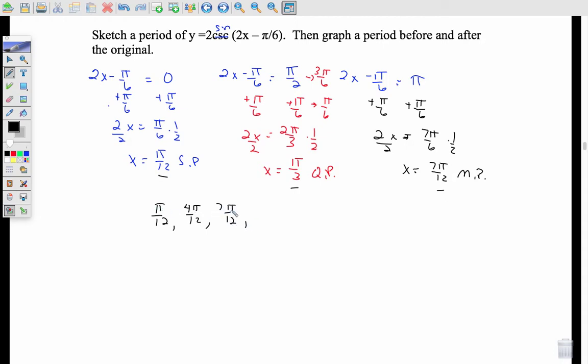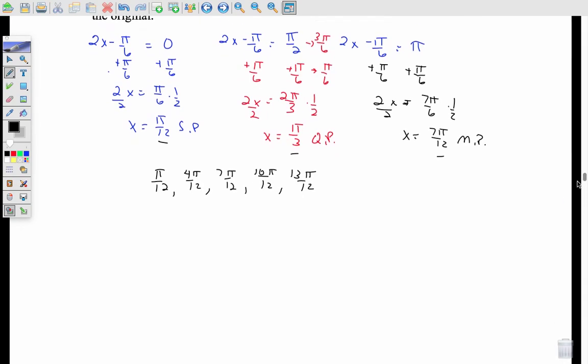From there it should be pretty easy. From 1 to 4 to 4 to 7, we're adding 3 to our numerator. So my next critical point is at 10 pi over 12 and another one at 13 pi over 12. So we'll start there with our one period.